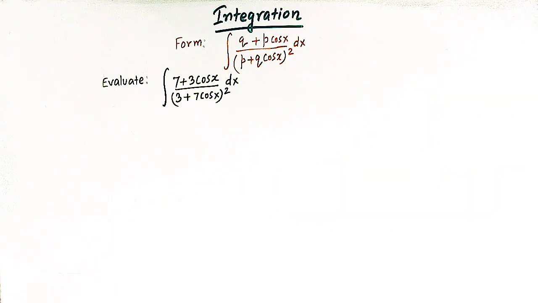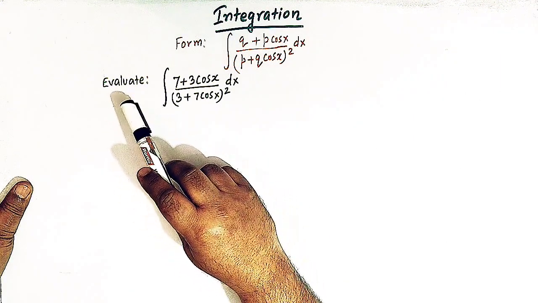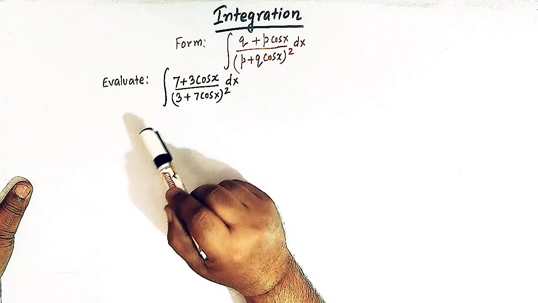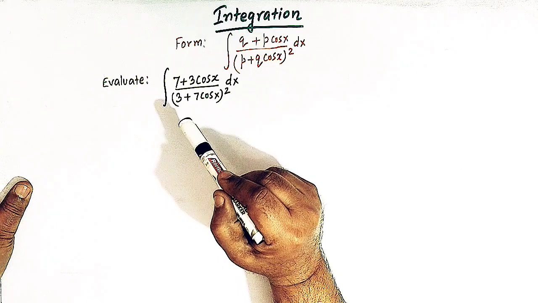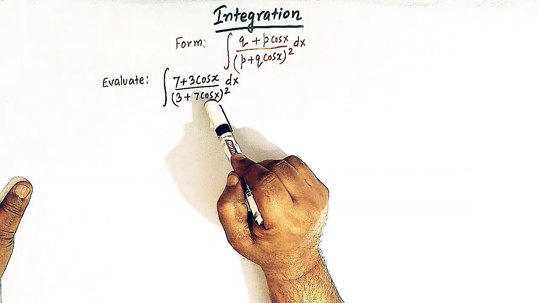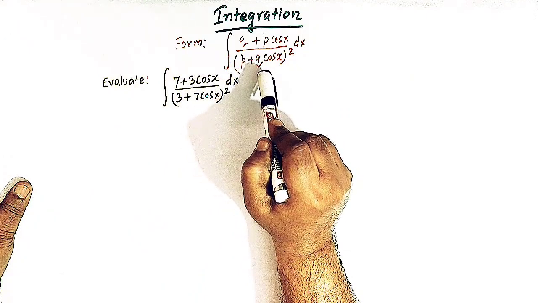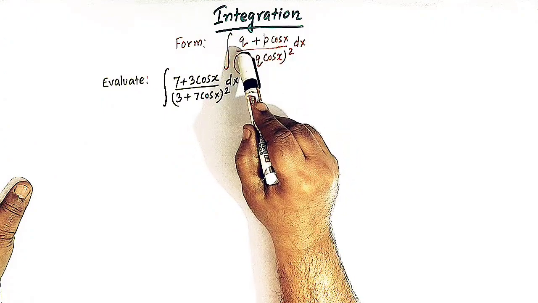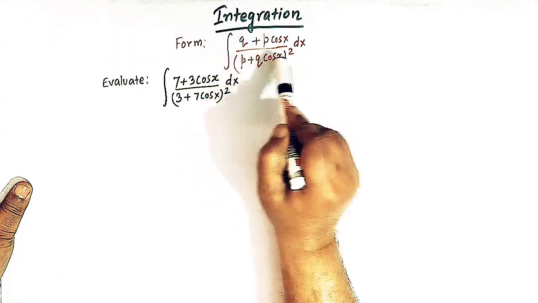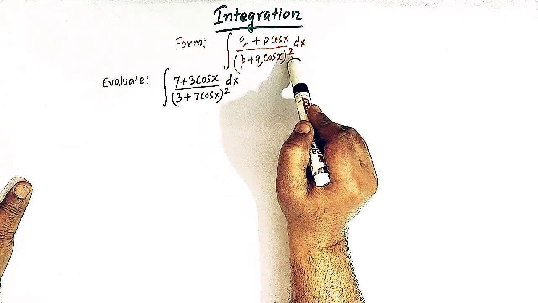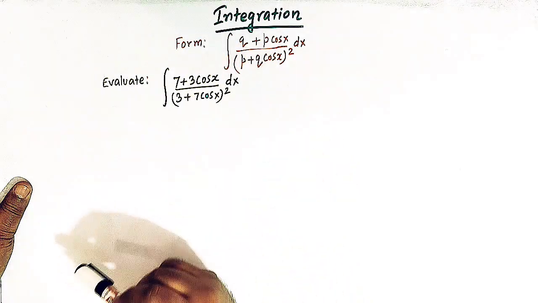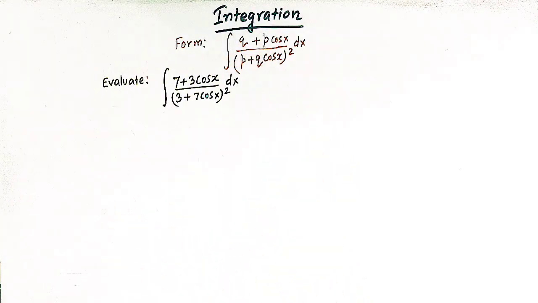Hello viewers, in today's session we are going to discuss an important form of indefinite integration, right? So here in this class we are going to evaluate this indefinite integral which is of this form, right? So before moving further, let us quickly analyze this form of indefinite integration, in which the integrand is of this form q plus p cos x divided by p plus q cos x whole square, right? Where p and q are some real numbers, right?